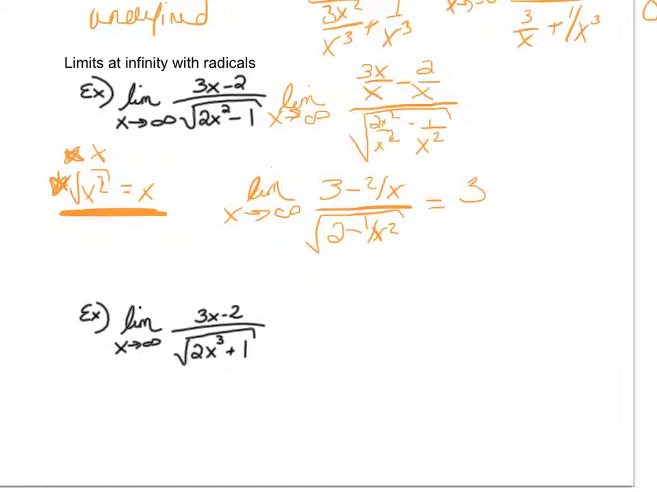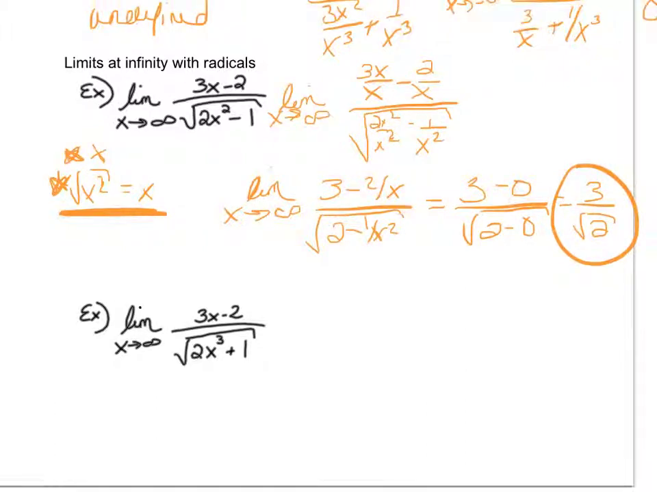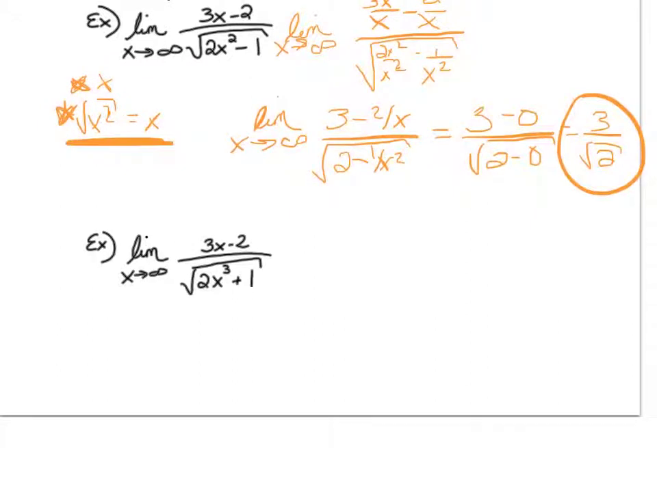2 over large numbers, 2 over infinity will be 0 over the square root of 2 minus 0, giving me 3 over the square root of 2. Or if I wanted to, 3 times the square root of 2 over 2 if I rationalize that denominator. Looking at another example with radicals, I'm going to do the same thing.